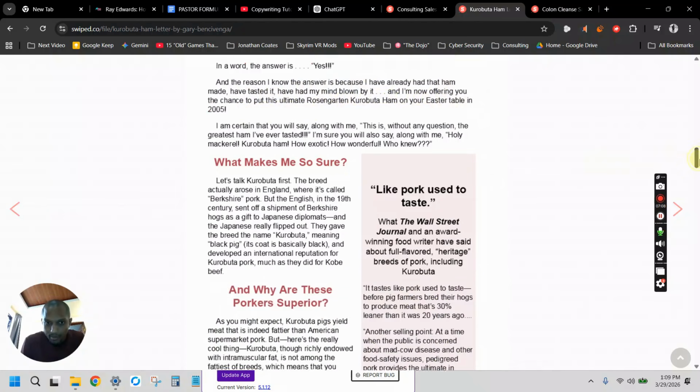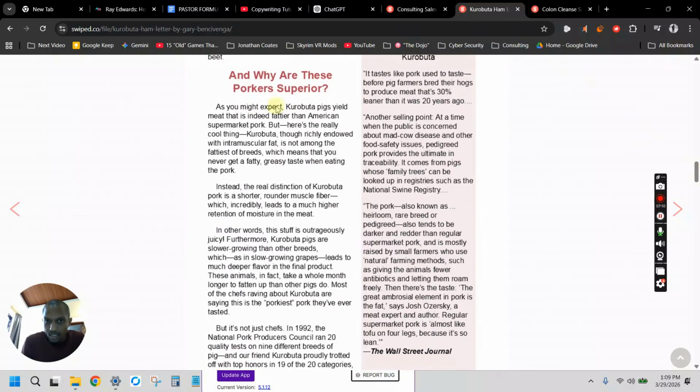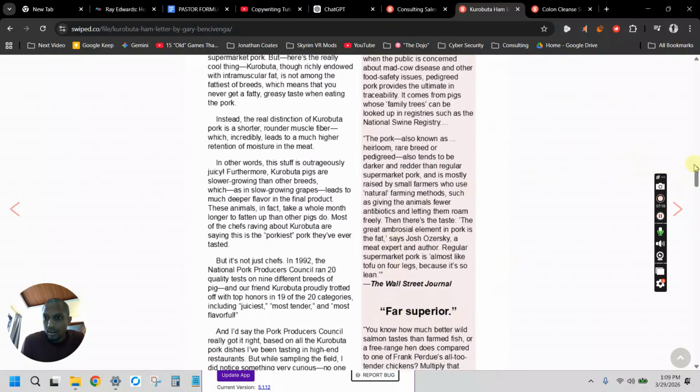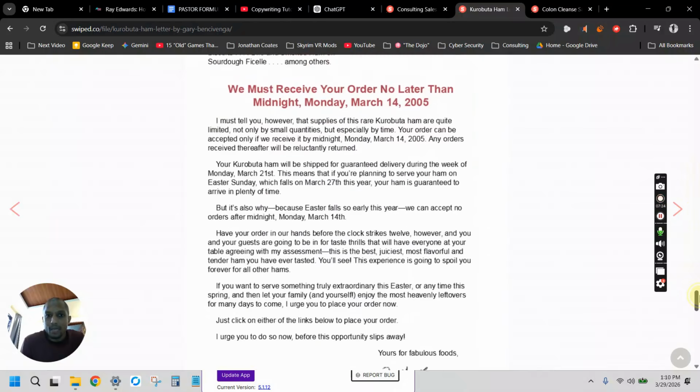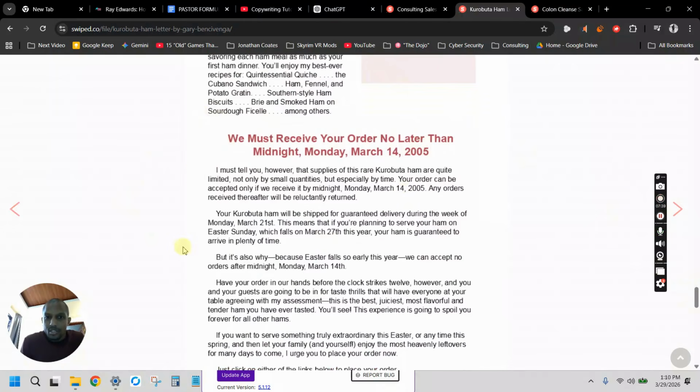So I'm going to jump to the bottom here because he talks about why his is superior, what makes Kurobuta taste the absolute best compared to all of the others, with some more credibility here from the Wall Street Journal. And then at the very bottom, as you can imagine, he has an offer. So this is the urgency right here. "I must tell you, however, the supplies of this rare Kurobuta ham are quite limited, not only by small quantities, but especially by time. Your order can be accepted only if you receive it by midnight, Monday, March 14th, 2005."